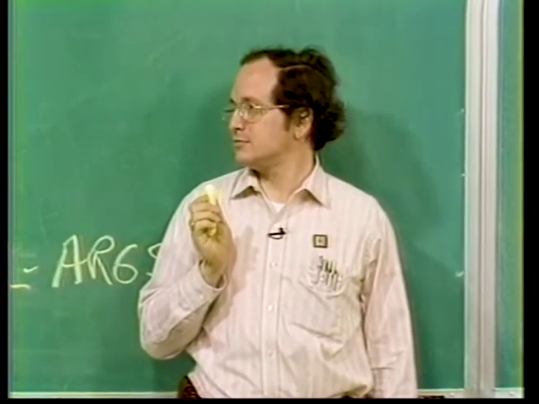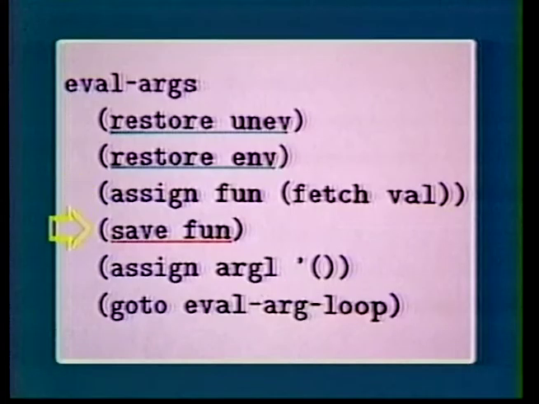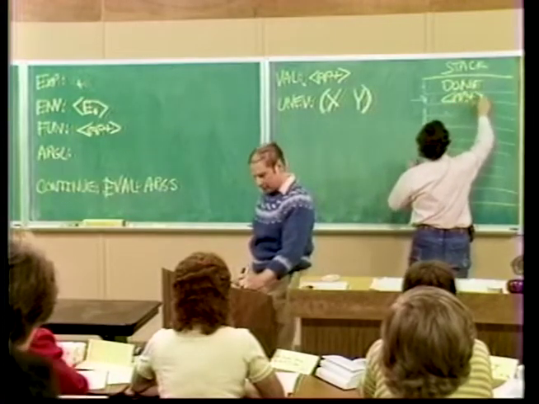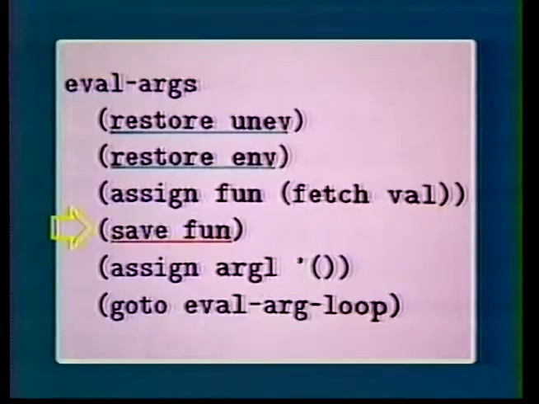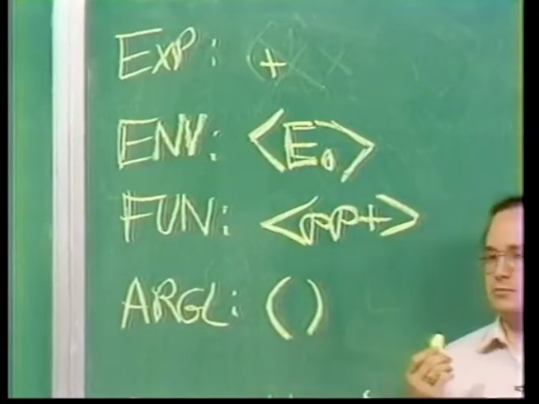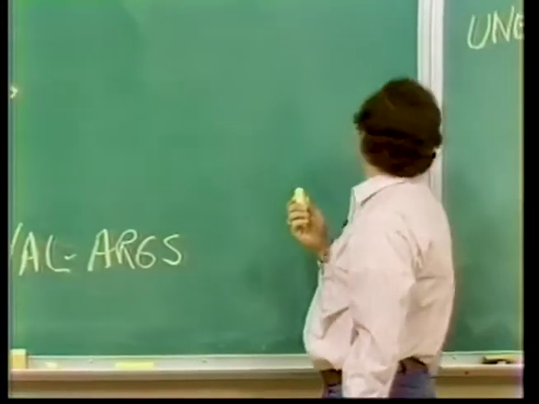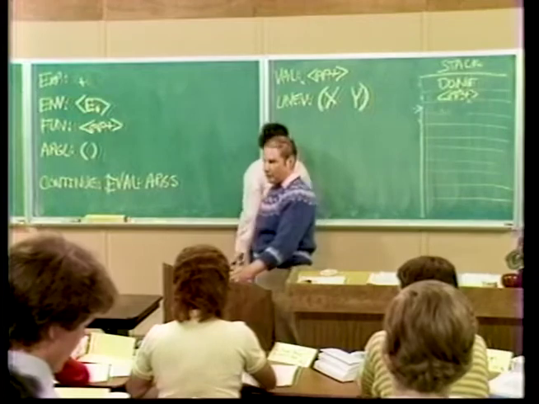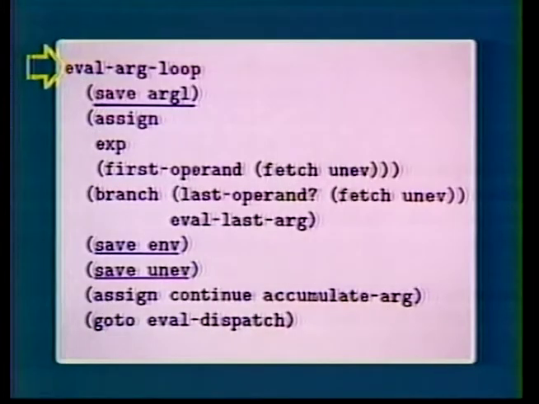Okay. Now we're going to go off and start evaluating some arguments. Well, first thing we better do is save fun, because some arbitrary stuff might happen in that evaluation. Okay. We initialize the argument list, assign to argl an empty argument list, and go to eval arg loop. Okay, eval arg loop, the idea of this is we're going to evaluate the pieces of the expressions that are in UNEV one by one and move them from unevaluated in UNEV to evaluated in the arg list.